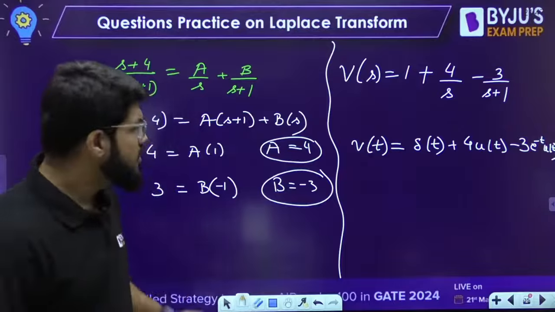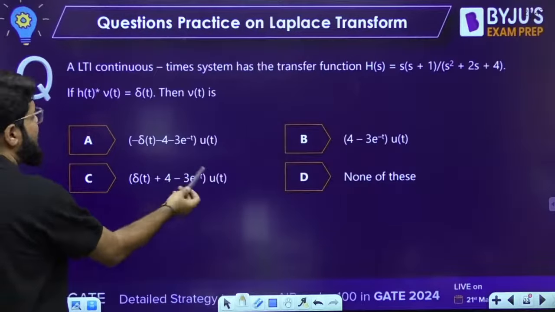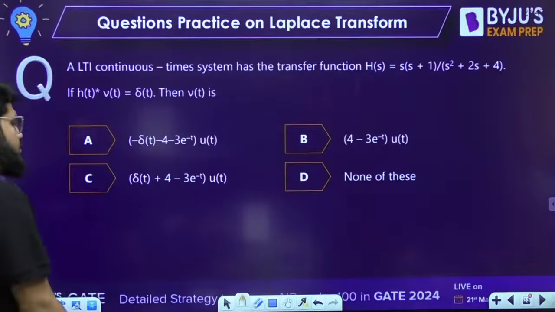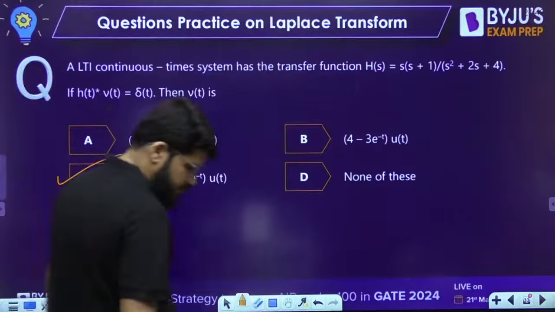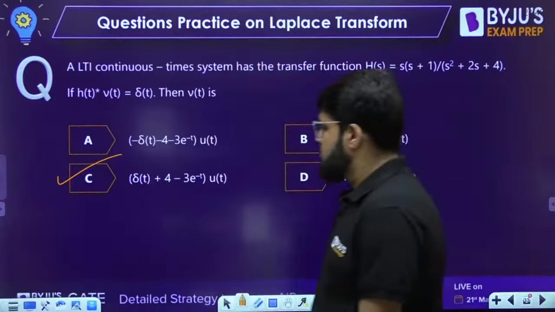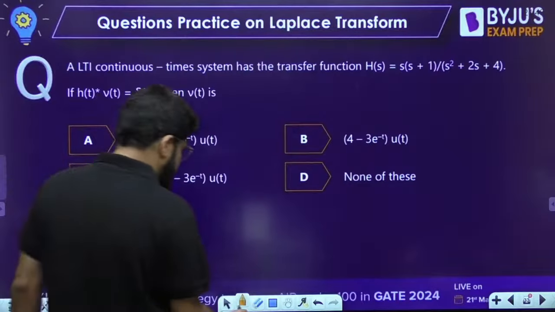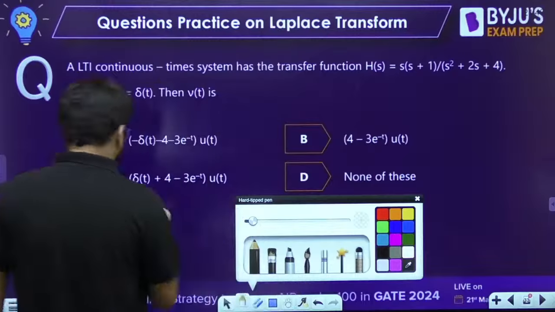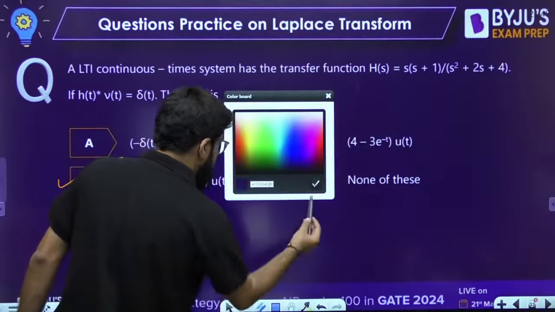Check out your answers then. Delta t plus 4 u(t). Delta t u(t) is the same as delta t only. Minus 3 e power minus t u(t). Okay. So practically we should not write delta t u(t) because the u(t) value at 0 is undefined. So properly, if I want, let me write it something like this.